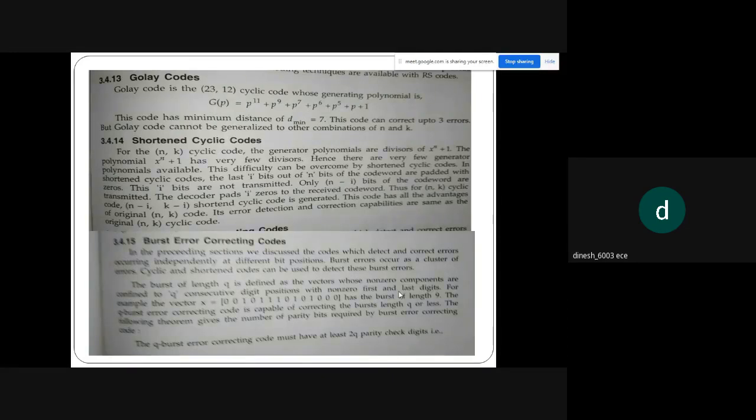In the last class, somebody had asked me about the polynomial equation p power 7 plus 1. We had only a few divisors for that. I forgot to send you how to factorize, so I'll send you by today or tomorrow how to do factorization. That factorization was a big difficulty in cyclic codes, so they went for shortened cyclic codes.